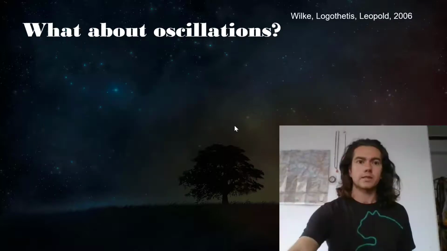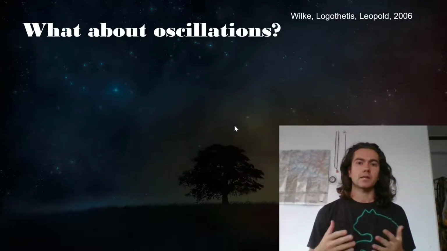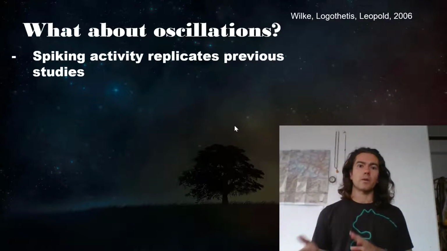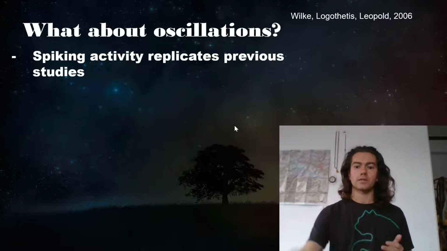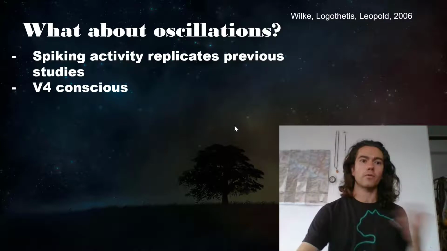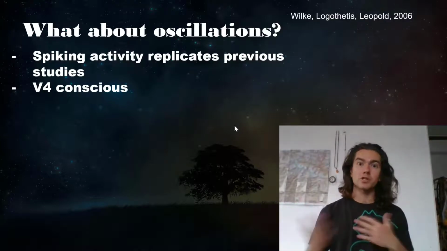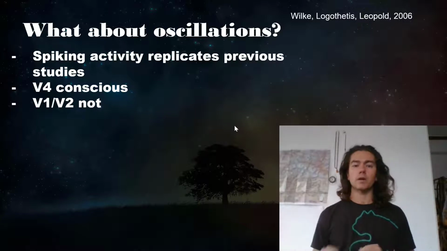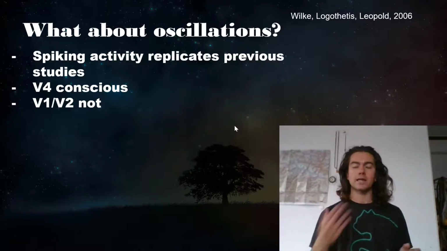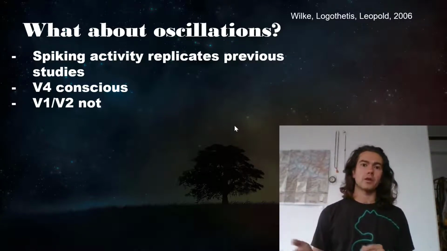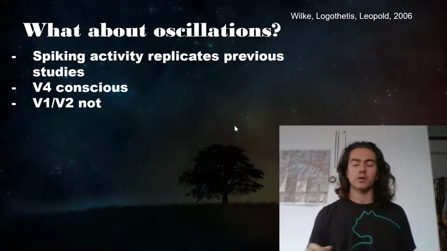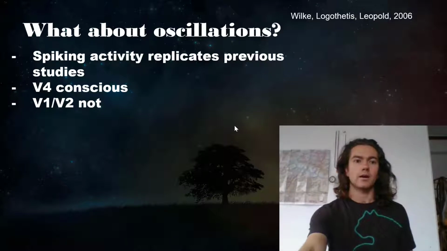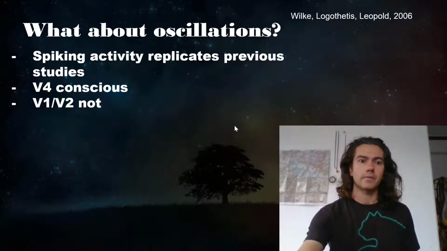So let's think now about oscillations. So what we just saw is that spiking activity replicates previous studies. So this is a general finding then that V4 is conscious, shown by its modulation with the monkey's conscious perception, but V1 and V2 are not conscious. And that's exactly what Logothetis had shown in previous studies using binocular rivalry. You can check out my last video if you missed it to get some more details on that.